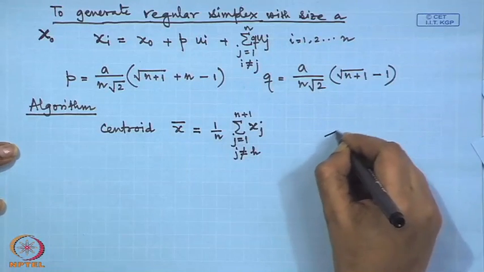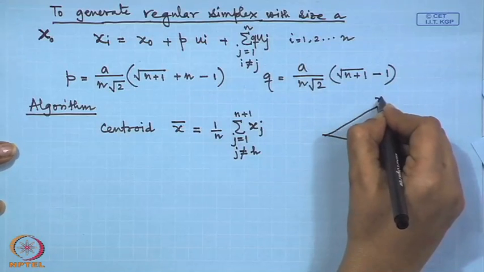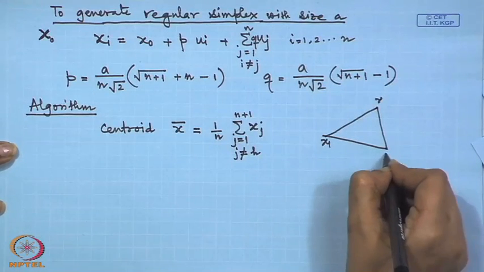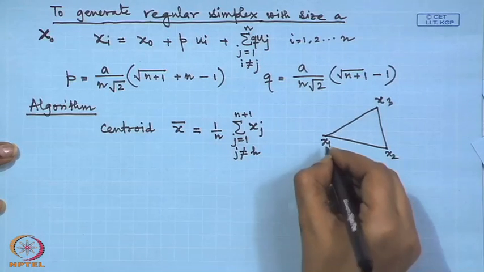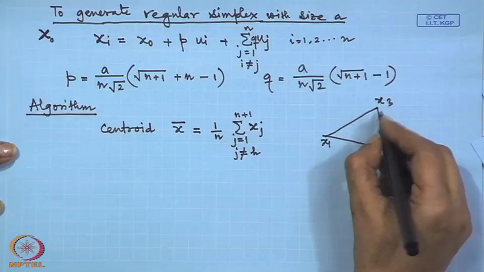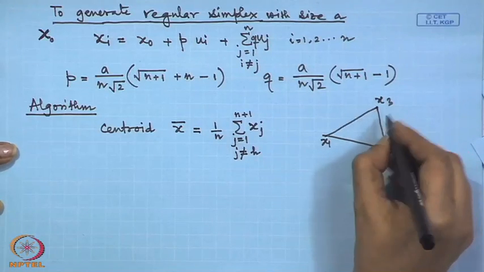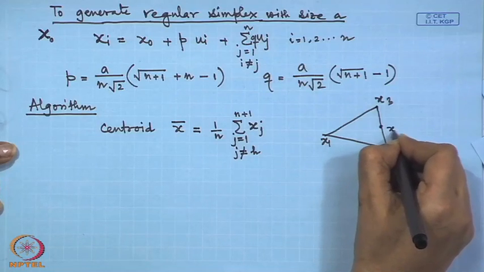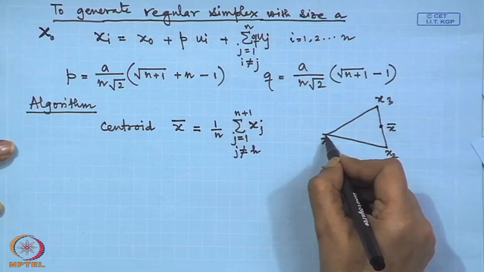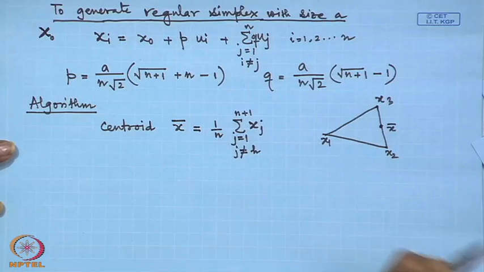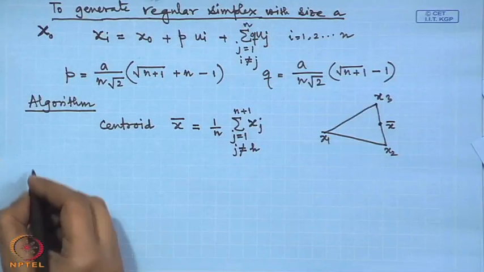For example, if we consider a triangle, x1, x2, x3, if x1 gives the higher value of the objective function, then we will calculate the centroid with 2 points x2 and x3, and that will be declared as the centroid value x bar. We will not consider the point x1 here. This is the starting point. Next, step 1 starts.